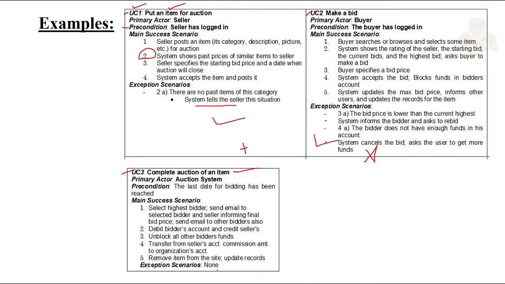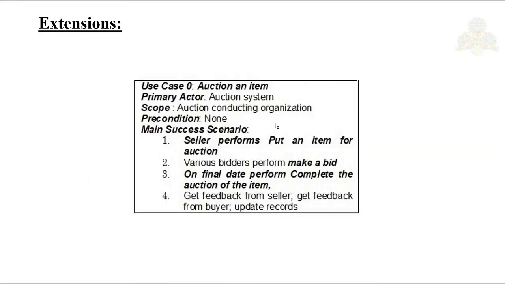Here we have mentioned exception scenarios as none. There could be exception scenarios here as well. Getting it? That is how to write a use case description. First, the use case number is important, then the name, the primary actor, you have to mention the precondition, success scenarios, and exception scenarios you have to write. Getting it? Now let us study about extensions.